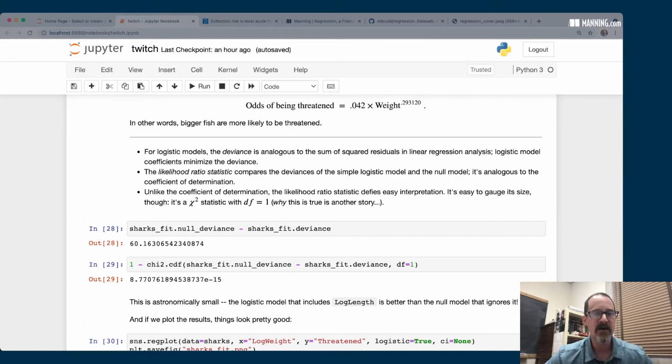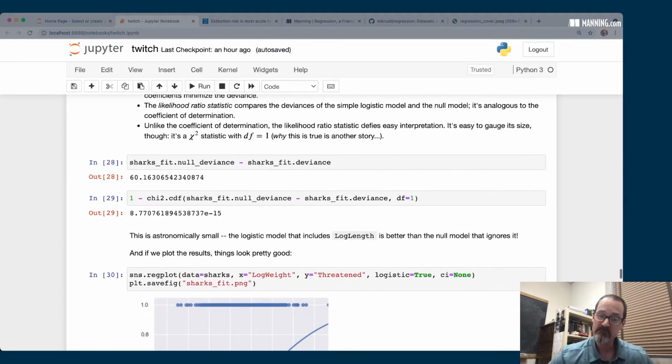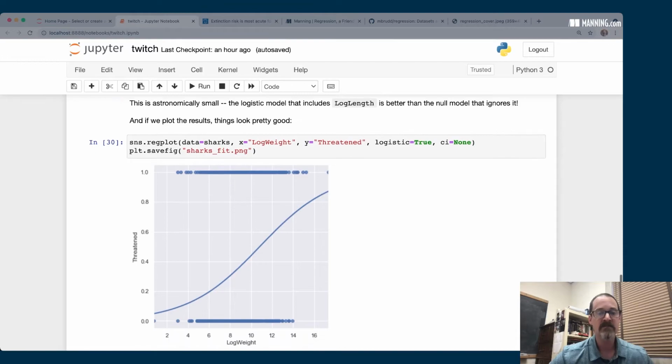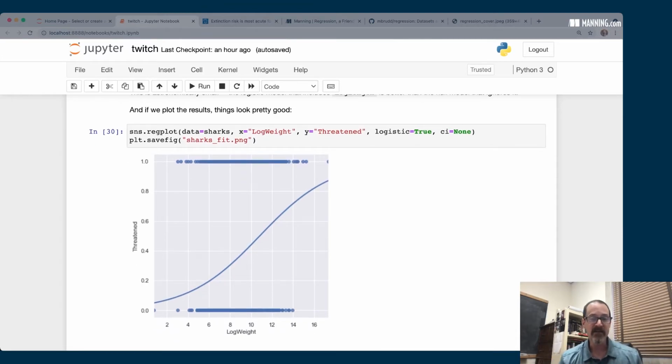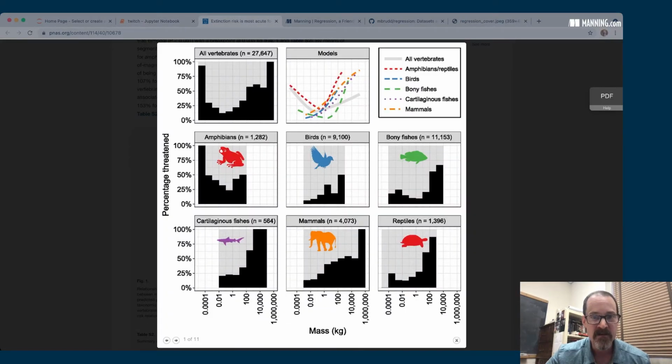So it's a much better model than just saying that each fish has, whatever it was, a 34.6% chance of being threatened. All right, so great, looks good. If you just look at the likelihood ratio test, that's what this is right there. Looks great. The p-value is small. Moving right along. And if you look at a plot, looks great. There's the plot. In fact, that is the plot from the paper that I said we'd reproduce.